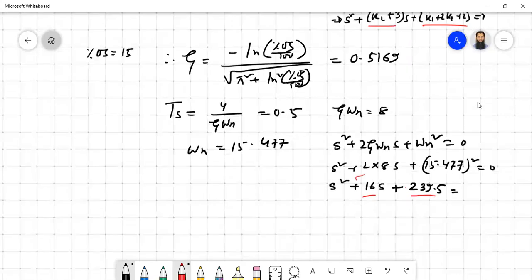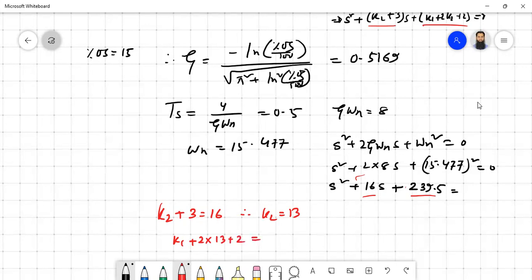So K2 plus 3 equal to 16. That gives us K2 equal to 13, and K1 plus 2 into K2, that is 13 plus 2, equal to 239.5. Okay, so if we subtract the values, we're going to get K1 equal to approximately 211.5. So now the gains are being evaluated.